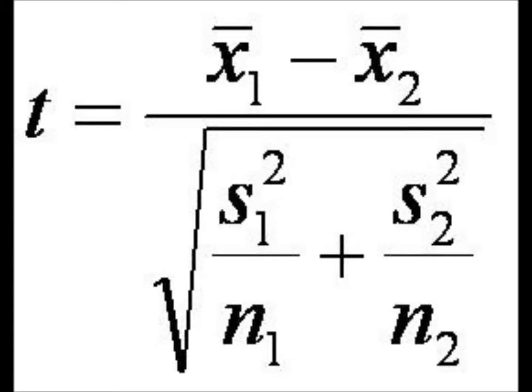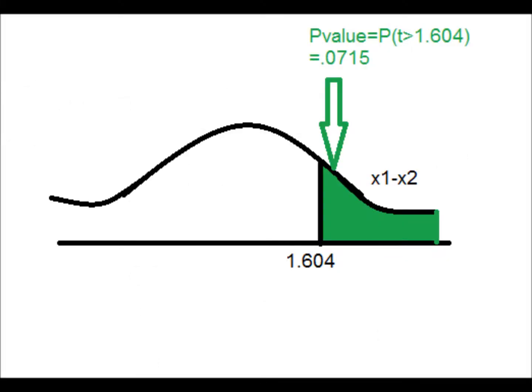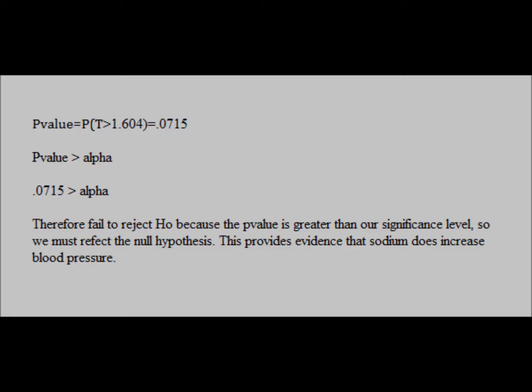The t-star value equals 1.604. From this we can find the p-value, which equals 0.0715. Because the p-value is greater than alpha, which is 0.05, we can then make our conclusion. We fail to reject H0 because the p-value is greater than our significance level. This does not provide sufficient evidence that sodium does increase blood pressure.